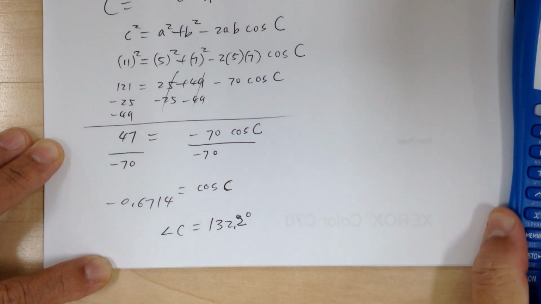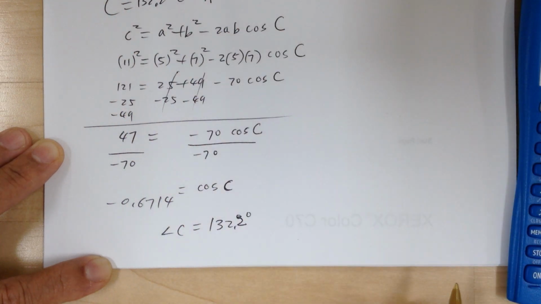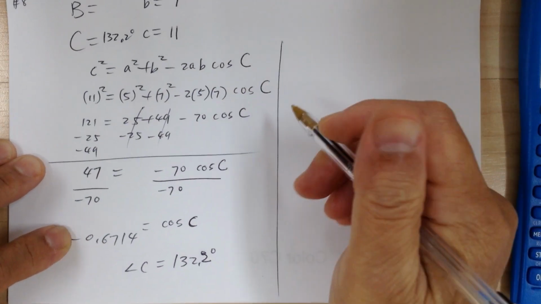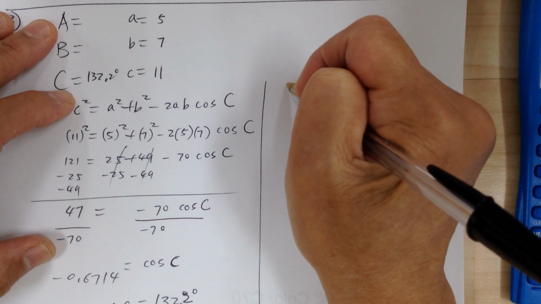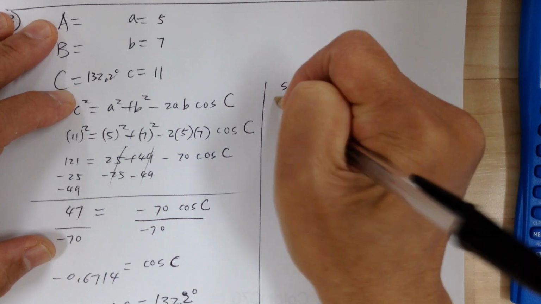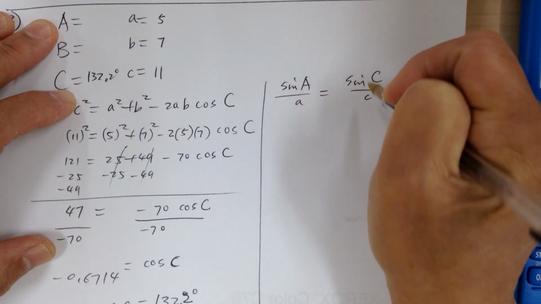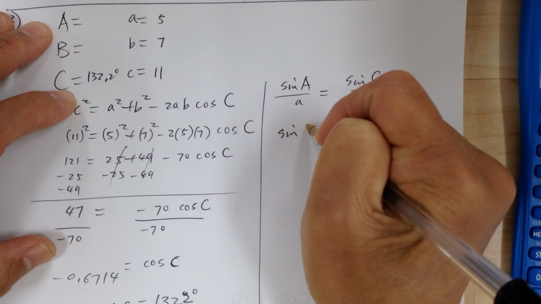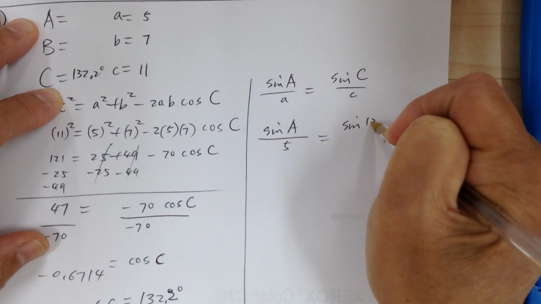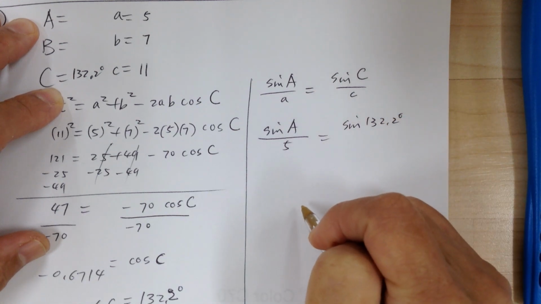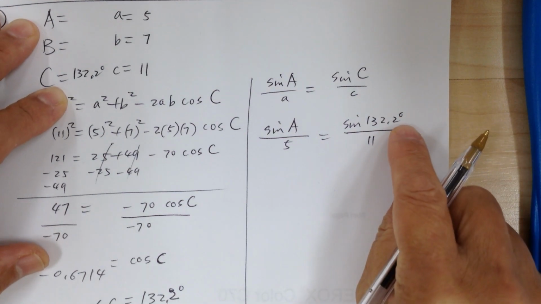Okay, so that's 132.2 degrees. Now I'm going to look for B or A, it doesn't matter. Let's do A. Sine A over a equals sine C over c. So sine A over 5 equals sine 132.2 degrees over 11.